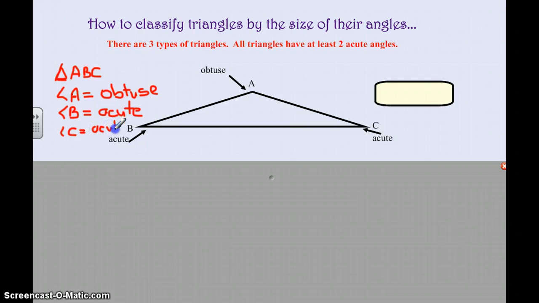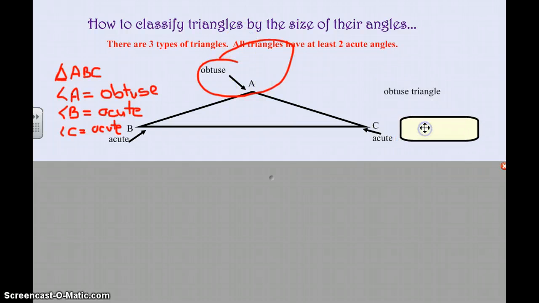Okay, so now if we go back to our definition, it says that all triangles have at least two acute angles. Well, here are two acute angles. Angle B is acute, angle C is acute. And our last angle is obtuse. It's angle A. And this is how we classify our triangle. This is considered an obtuse triangle.